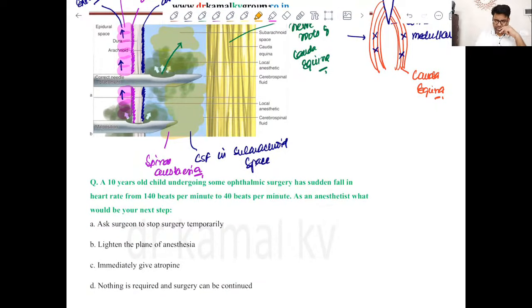Here a child was being operated for some eye surgery, and then there was a sudden reduction in heart rate from 140 to 40. Now what will be the next step here? So there is an eye surgery going on, and then heart rate was 140, which dropped to 40, right? So what should be done immediately? Yes, any idea?